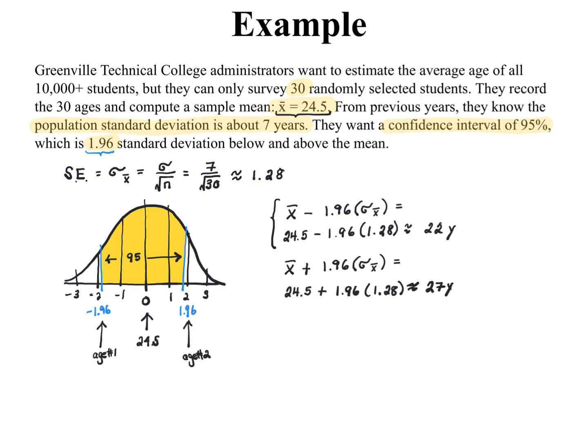So when they estimate the average age of all students, we can say that the average age of all students is between 22 and 27 years old.